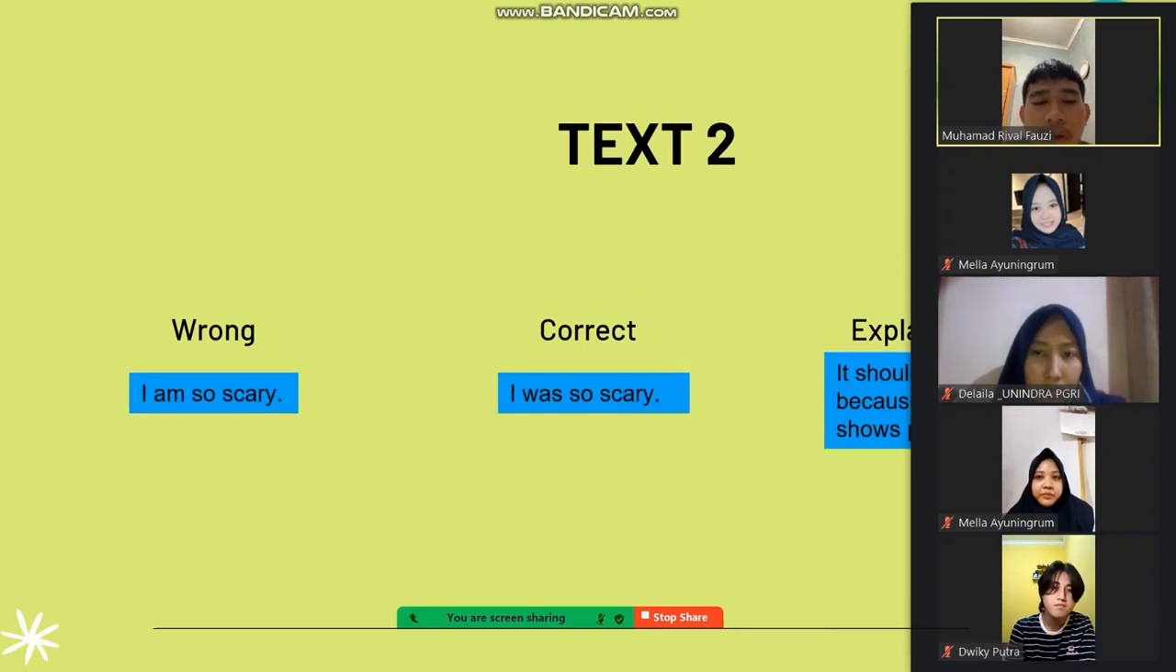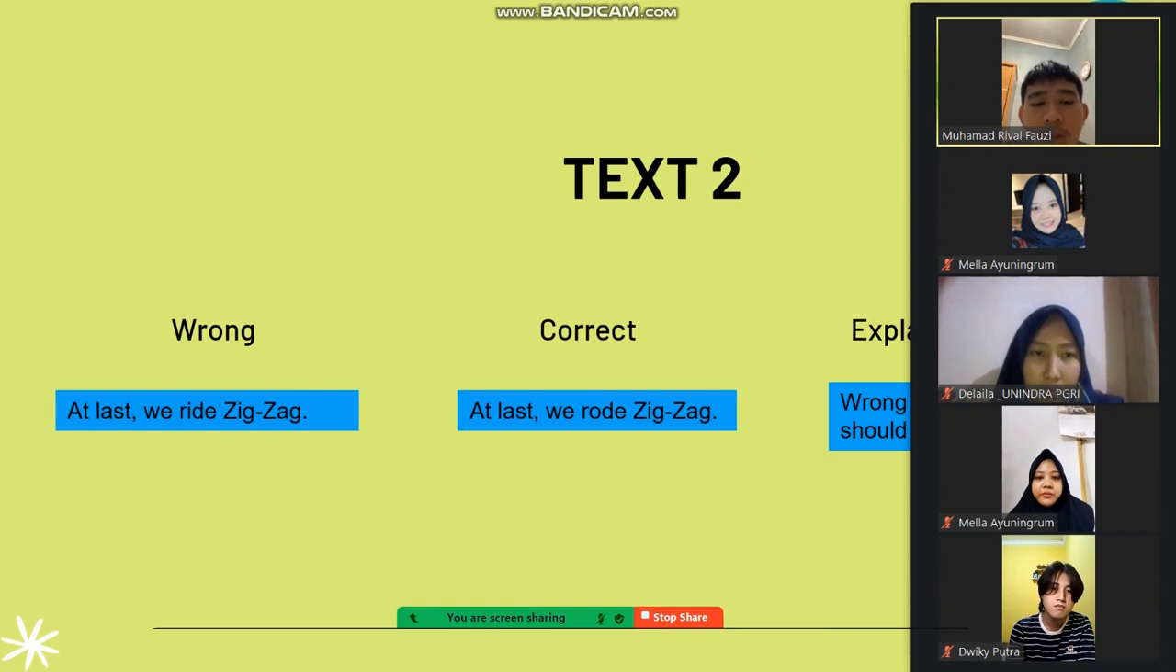I'm so scared. The correct is: I was so scared. The explanation: it should be was because the sentence shows past tense. At last, we ride Zigzag. The correct is: at last, we rode Zigzag. Wrong verb. It should be rode.